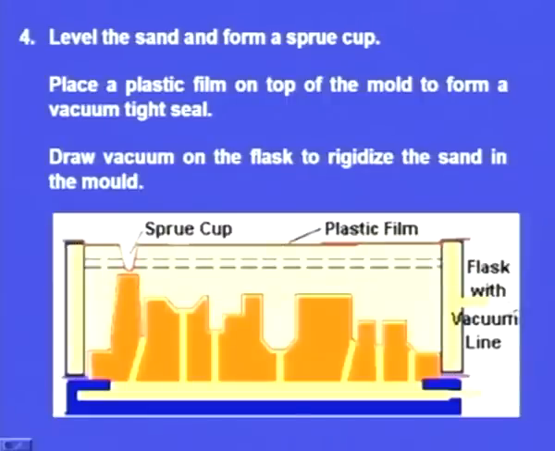Then what happens? Vacuum will be applying, and this vacuum holds the sand tightly around the pattern, because it is sealed. At the top it is sealed, at the bottom it is sealed. So, it will be tightly holding the sand. Next one, after the sand is held tightly inside the flask because of the vacuum.